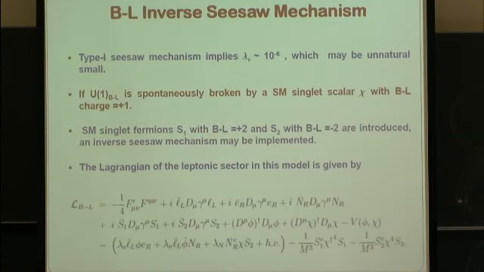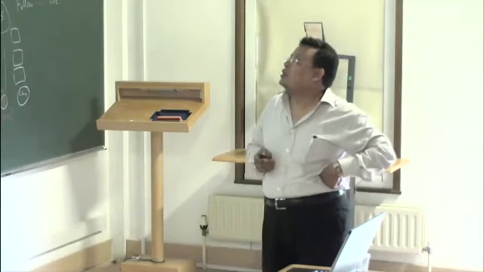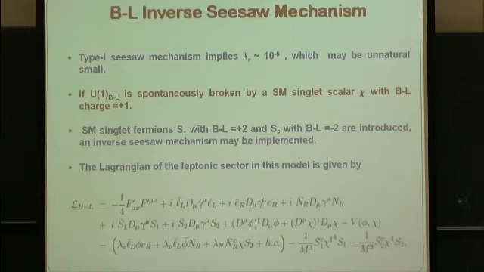To avoid these small Yukawa couplings, the Dirac neutrino Yukawa coupling, which is 10 to minus 6 as I just mentioned, you can also keep everything as it is and believe that B minus L is at the TeV scale, but you can use another mechanism for generating the neutrino masses.